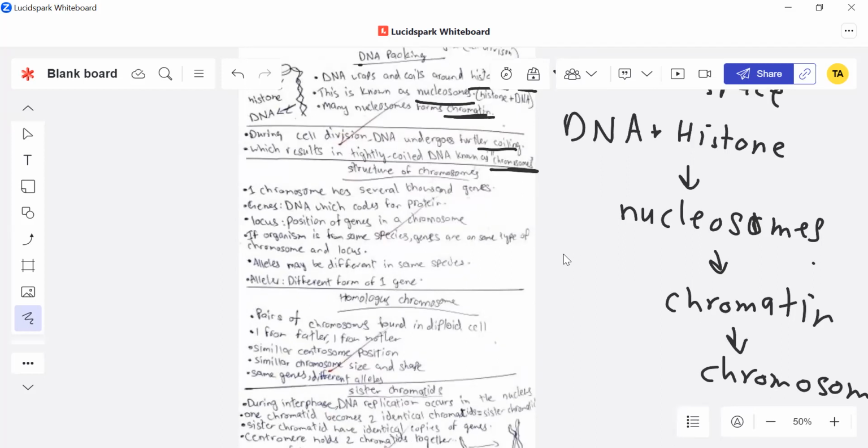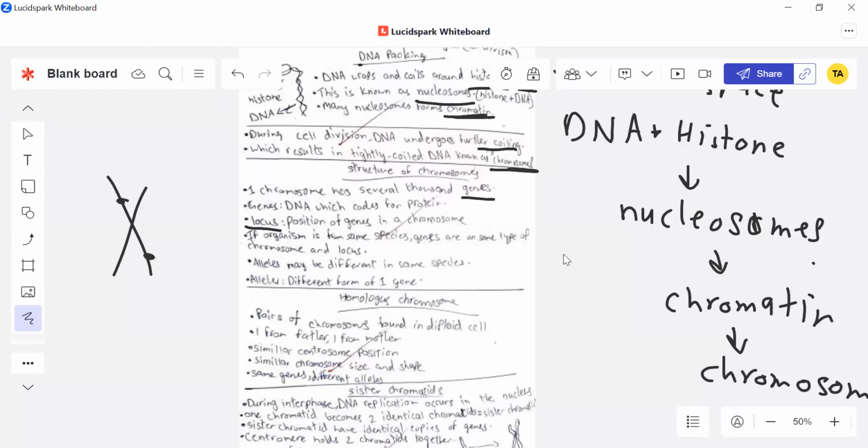Right. So, what is the structure of chromosomes? Chromosome has several thousand genes. And what is a gene? A gene is a part of DNA which codes for a protein. And locus, right, is a position of genes in a chromosome. So this gene has some position on a chromosome, let's say here or here. And the position of this gene is called locus. So locus is position of gene on a chromosome.